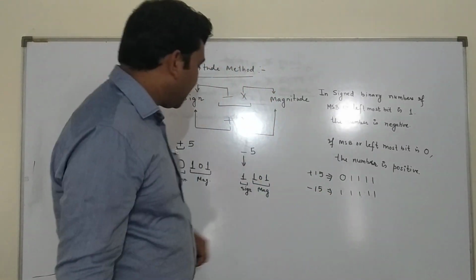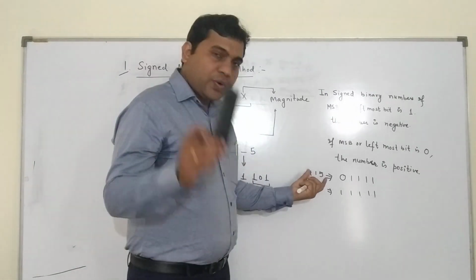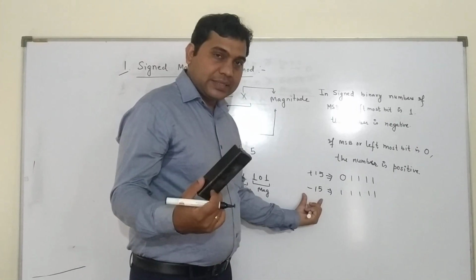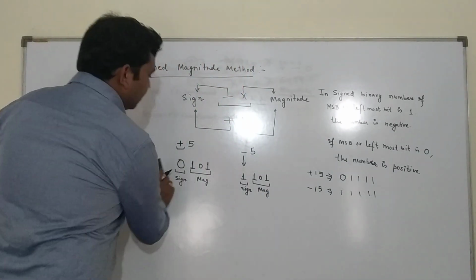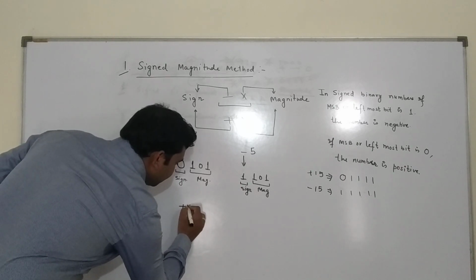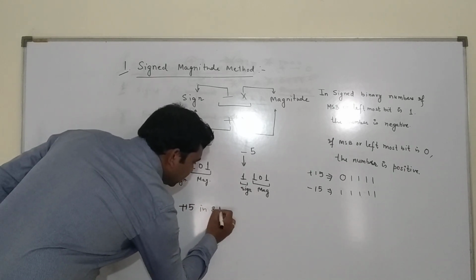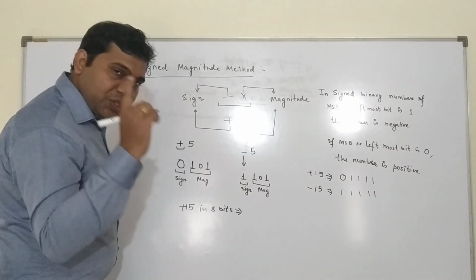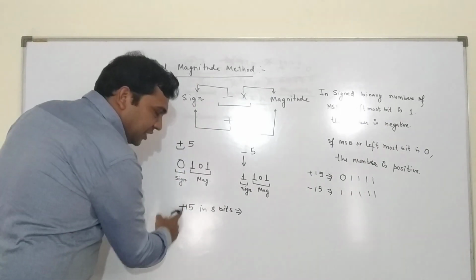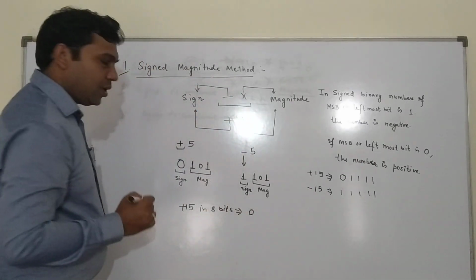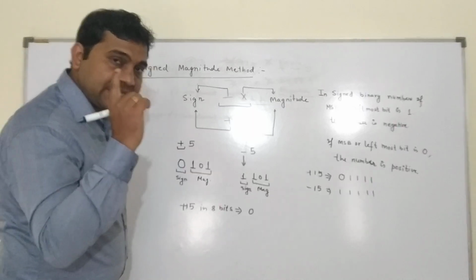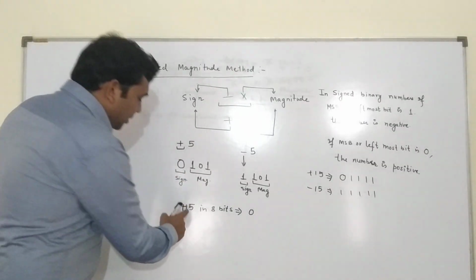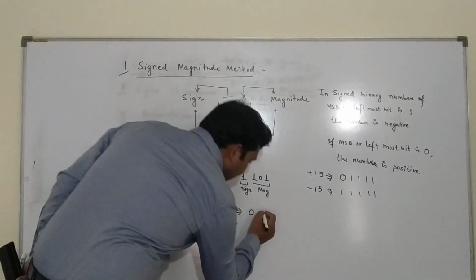Now, one more concept here is, suppose you wanted to write plus 15 in 8 bits and minus 15 also in 8 bits. Then how to write? Plus 15 in 8 bits. Again, the first bit or the most significant bit is reserved for the sign. So if it is plus, it is 0. Now, the rest of the bits, meaning 7 bits, will be used for the magnitude. And what is the magnitude in 7 bits? In 7 bits, the 15 can be written like this.